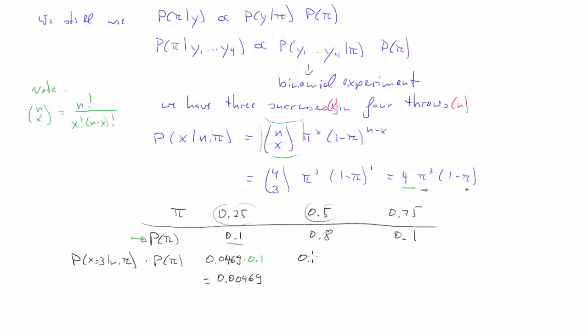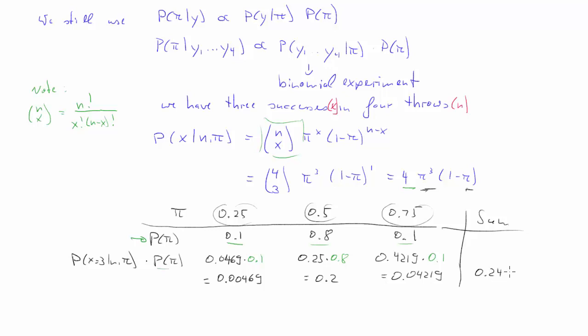Then we do the same for pi equals 0.5. We plug 0.5 into our likelihood formula. We get 0.25 multiplied with the prior, which is 0.8, means we get 0.2. And then we do the same for pi equals 0.75. And here the likelihood is approximately 42%, times the prior 0.1. We get 0.04219.